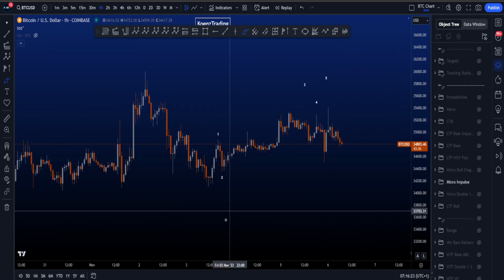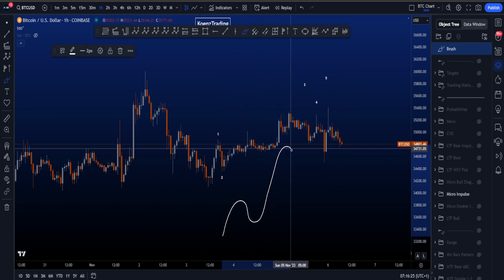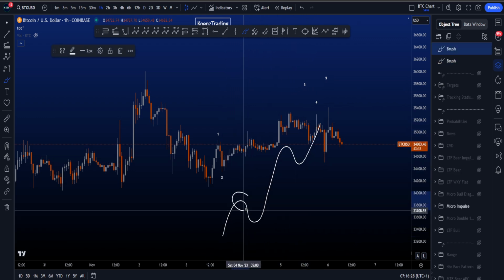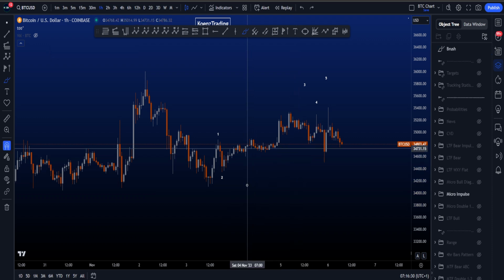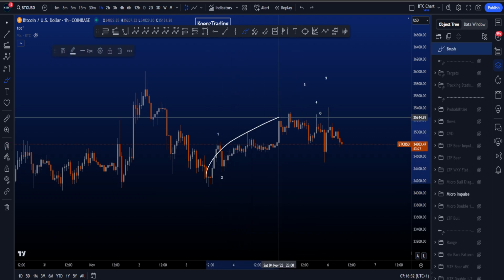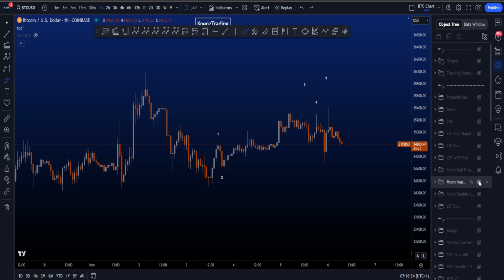If we then look at a normal impulsive structure, then what we actually want to see is a 5-wave structure to the upside without any overlap between wave 1 and 4, but that is the case over here because there's lots of overlap going on, which invalidates this scenario.